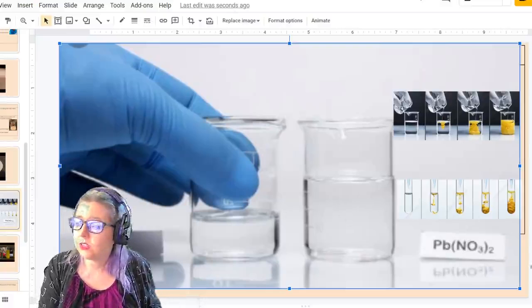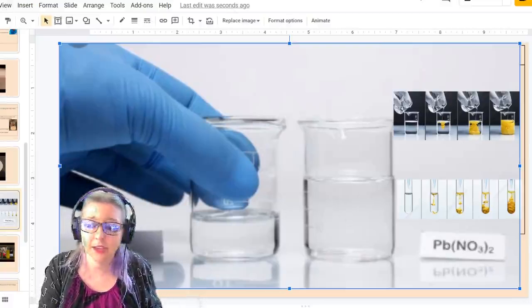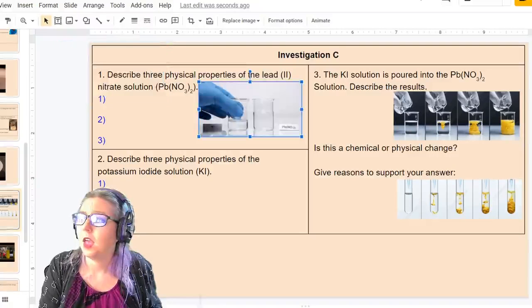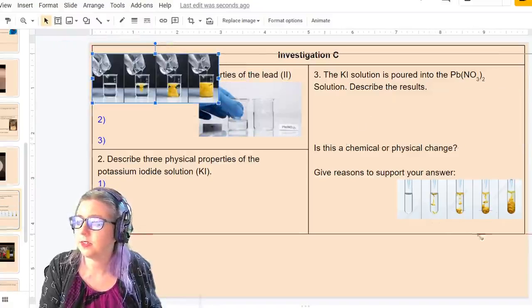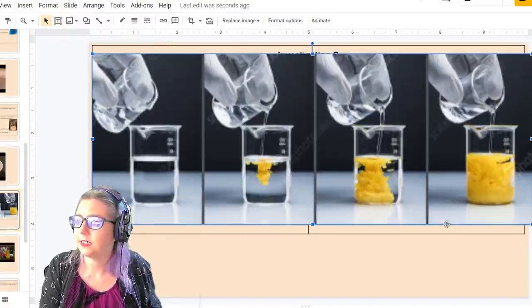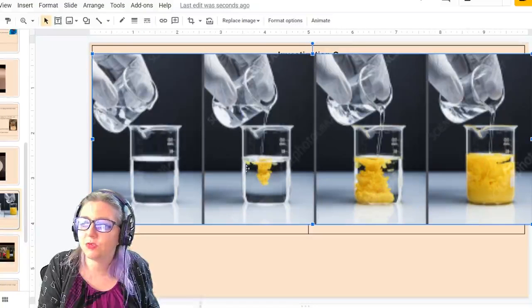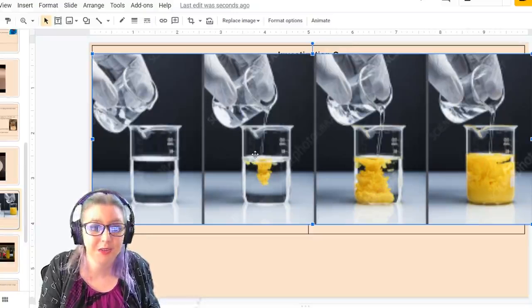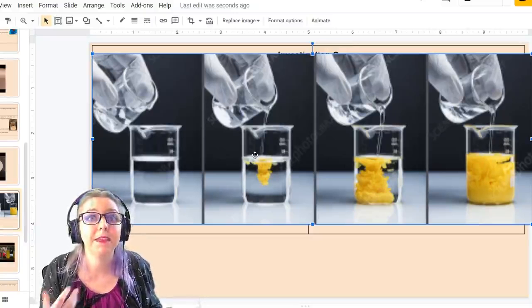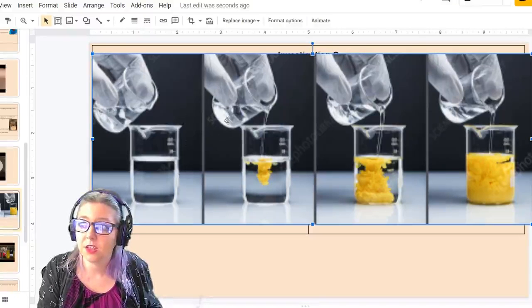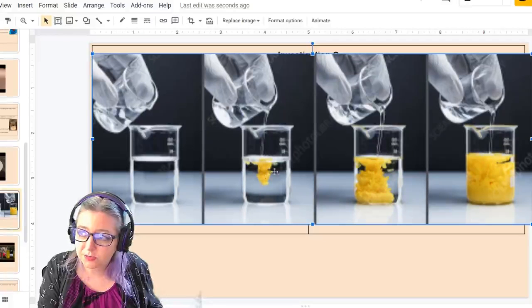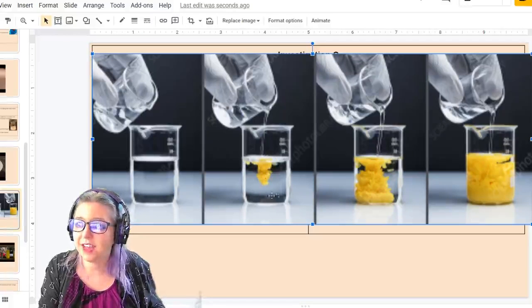So I have two clear solutions, my potassium iodide and my lead nitrate. And when the two clear liquids are mixed, that's when I see those yellow solid particles just appear in the beaker. So I've got a clear solution. My clear solution is being poured into my other clear solution. And where those two solutions meet, I have this yellow solid.